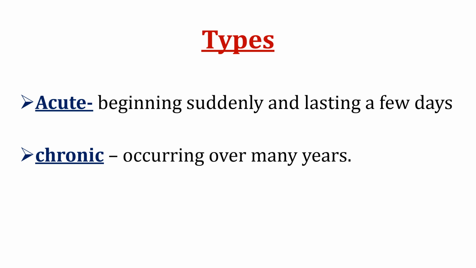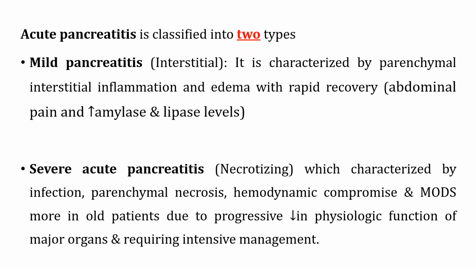Regarding the types of pancreatitis, it can be acute or chronic. Acute means it begins suddenly and lasts a few days, while chronic conditions occur over many years. Regarding acute pancreatitis, it is also classified into two main types.